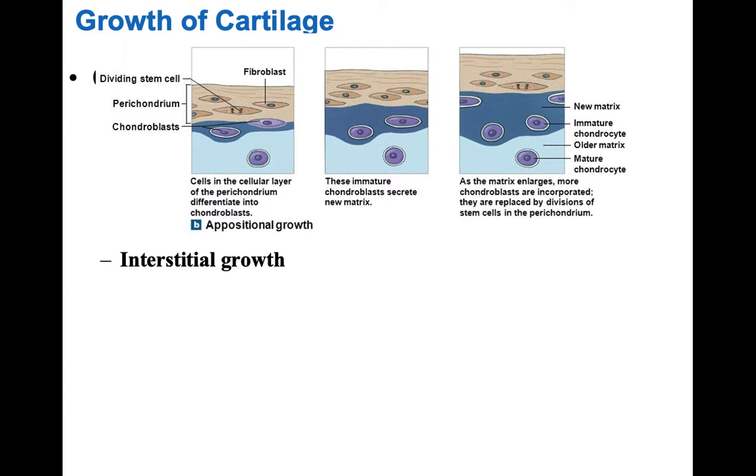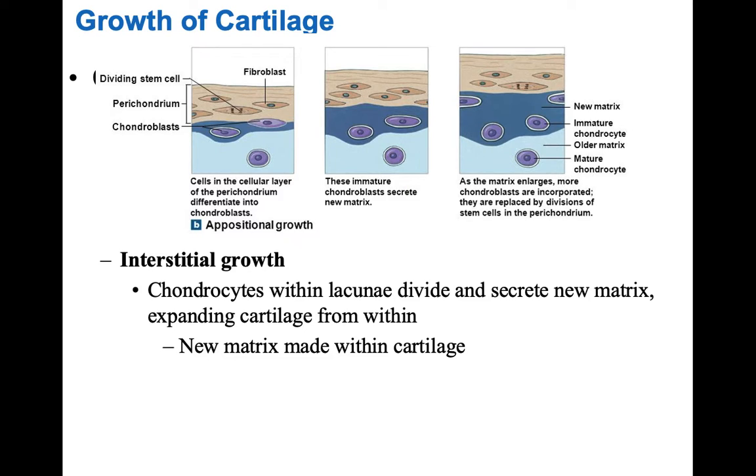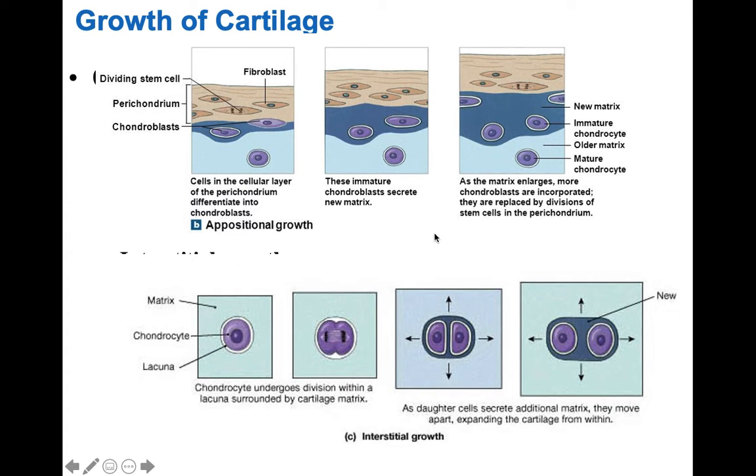Interstitial is from the inside. Cartilage cells, chondrocytes, are dividing from the inside of my cartilage. That's all that is. Chondrocytes within the lacuna divide and secrete new matrix, expanding cartilage from within. So the major takeaway from interstitial is that the growth is from within. New matrix is made within cartilage. Okay? So on the outside, I either lay cells on the outside, or cells on the inside of cartilage start to divide internally. Interstitial growth.